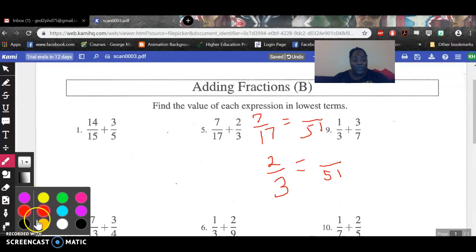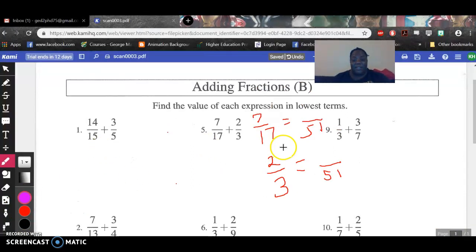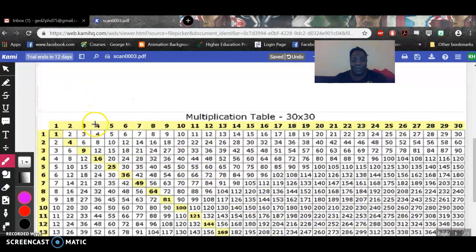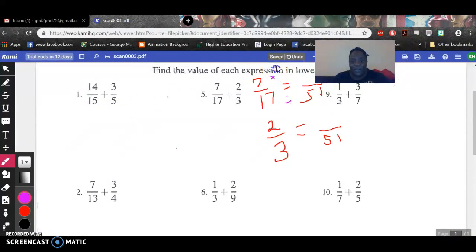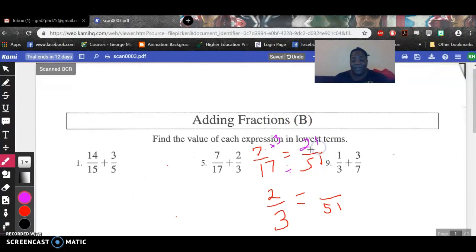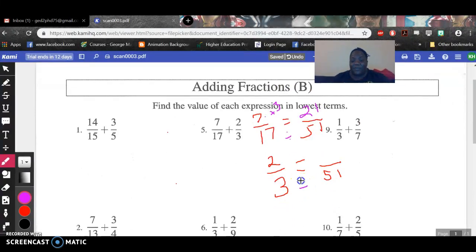And then we're going to use the same method of divide and multiply. So 17 goes into 51 how many times? Go back down to your chart. 17 goes into 51 3 times. Okay. So take that 3, put it up here, because now you can multiply. 7 times 3, 21.